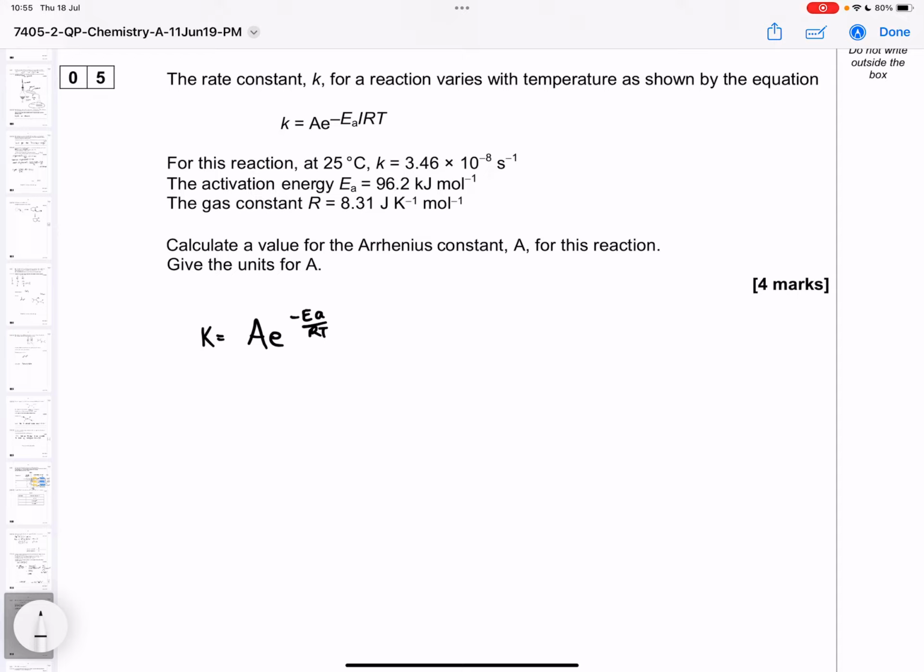So our equation should look like this. It's K, the rate constant, is equal to the Arrhenius constant A times by the exponential to the power of minus EA over RT. So we need to put our numbers in.